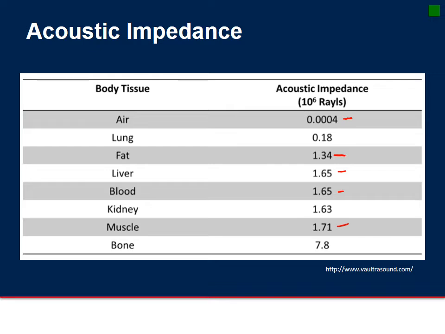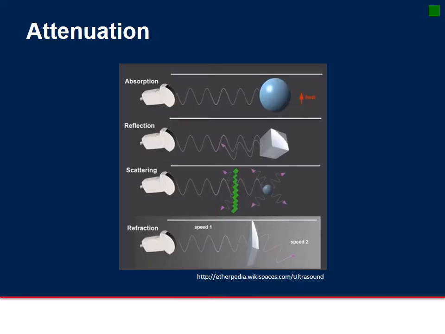Also, bone has a very high impedance, and so much of the ultrasound wave is reflected back to the transducer, and very little can pass through bone, and so bone also makes a poor acoustic window because we can't see anything past it. So next I want to talk about the concept of attenuation.